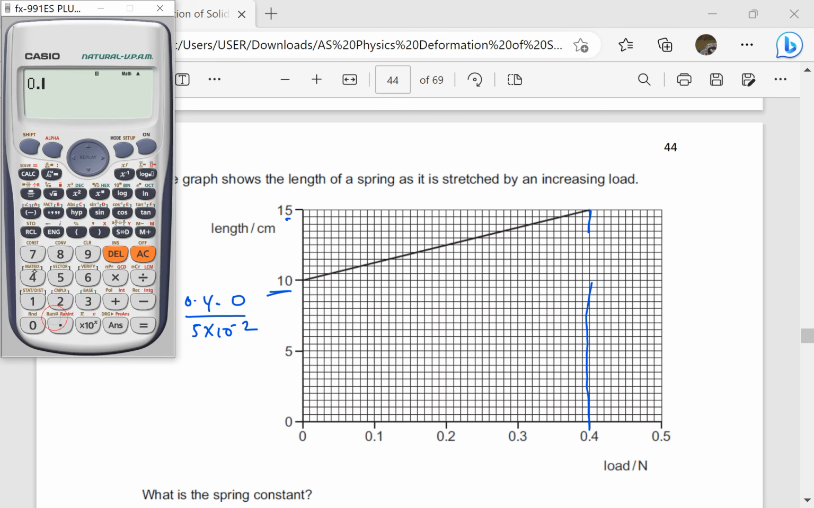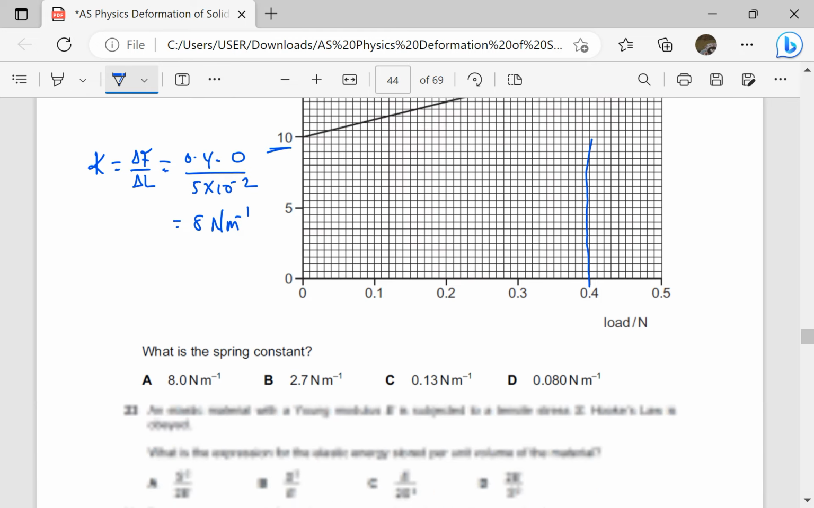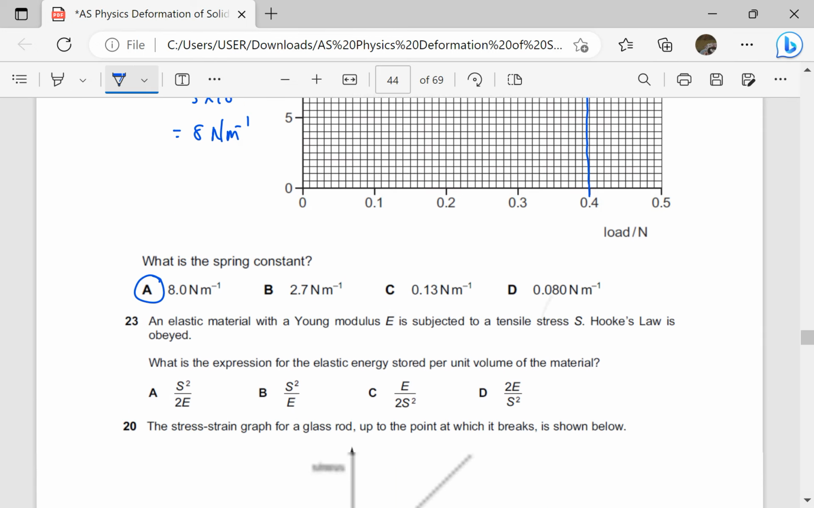So I'll just say 0.4 divided by 5 exponent negative 2, because it was in centimeters. This gives us 8. So the answer here is going to be 8 newtons per meter as the constant. So the answer is going to be A.